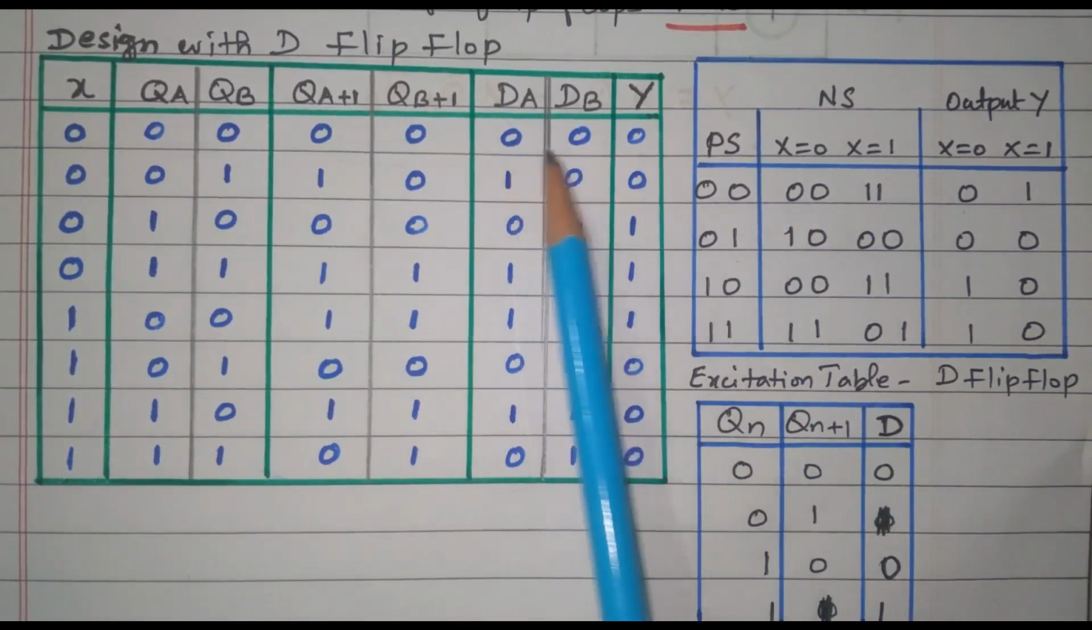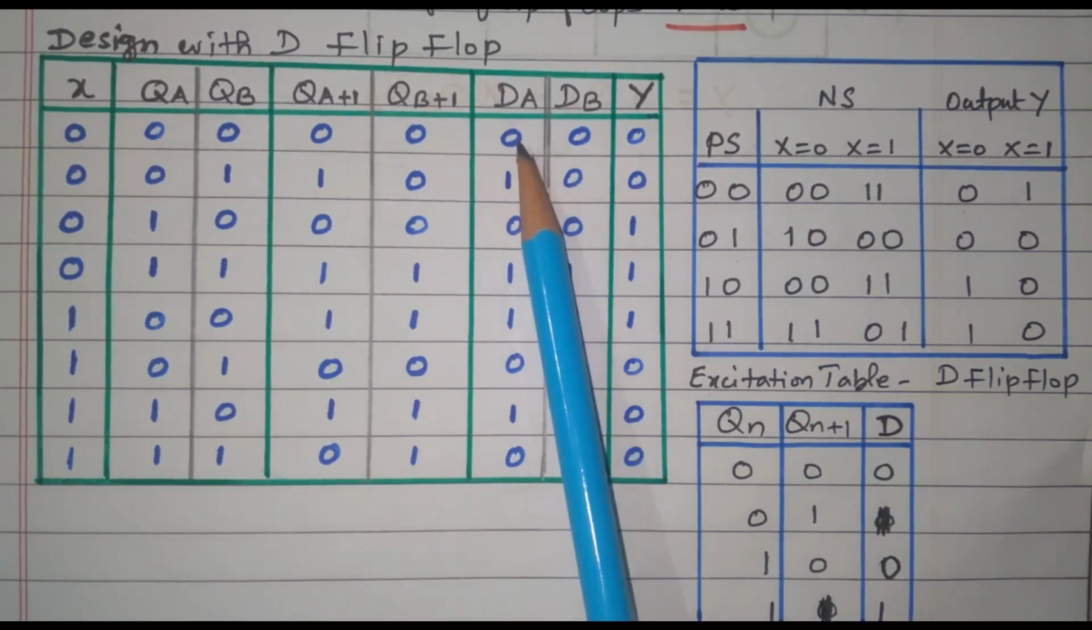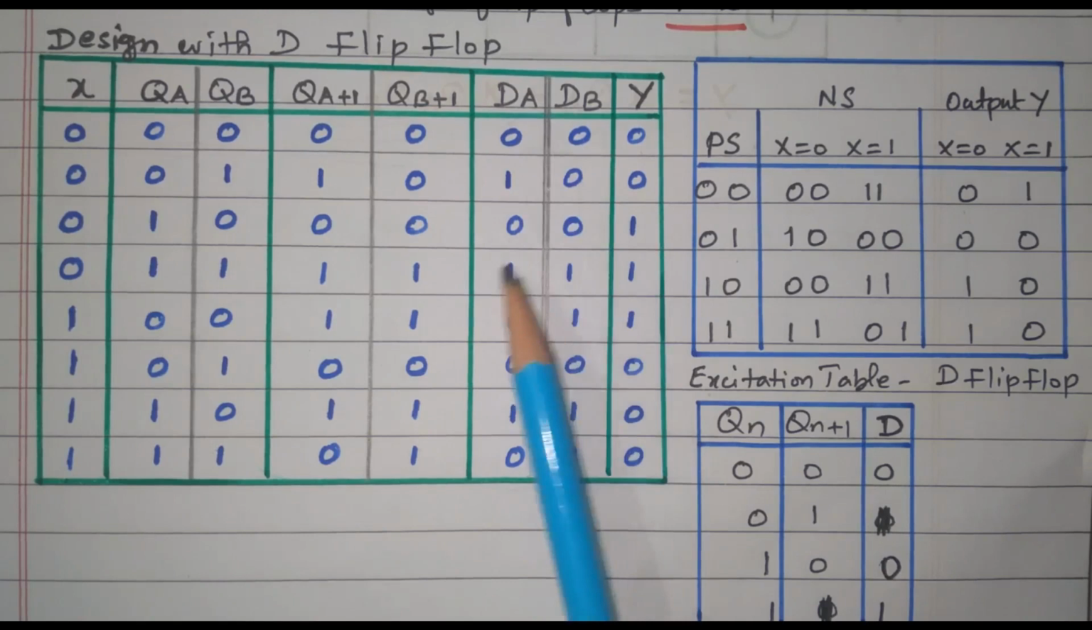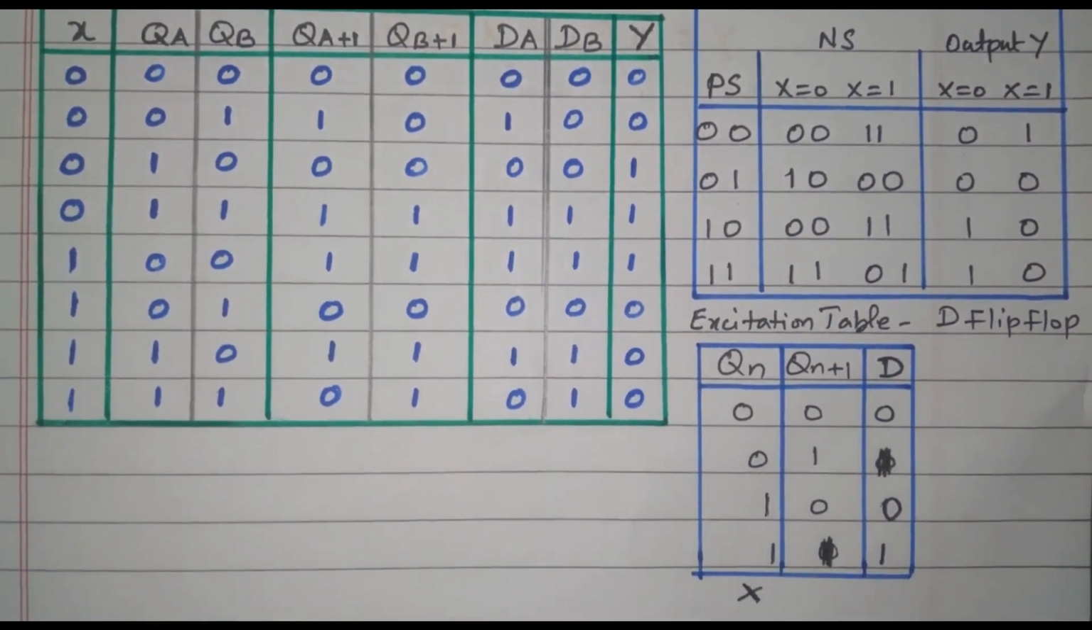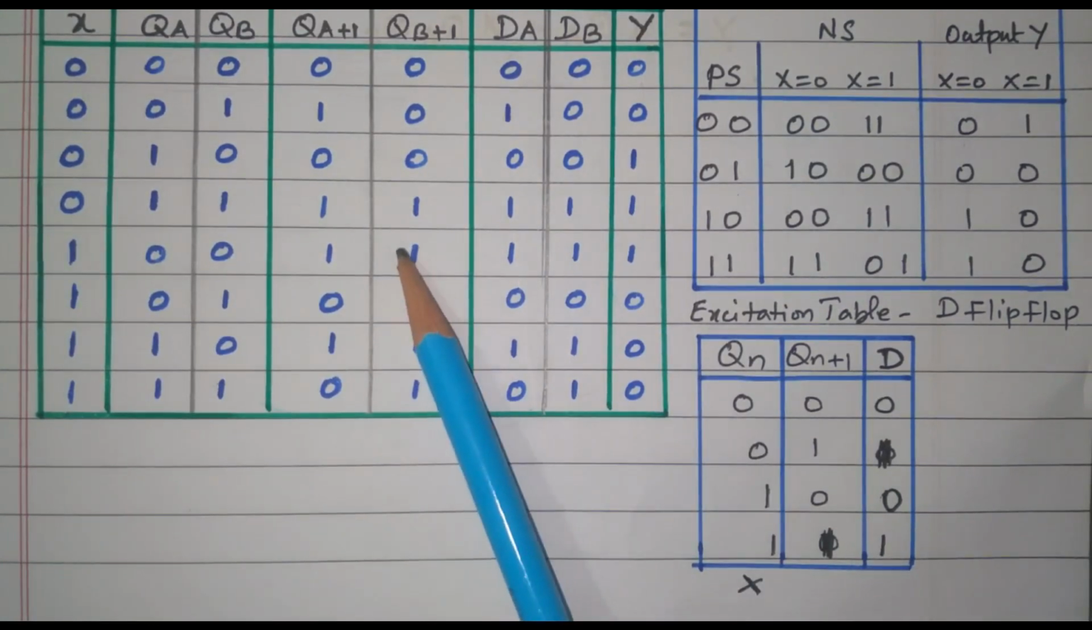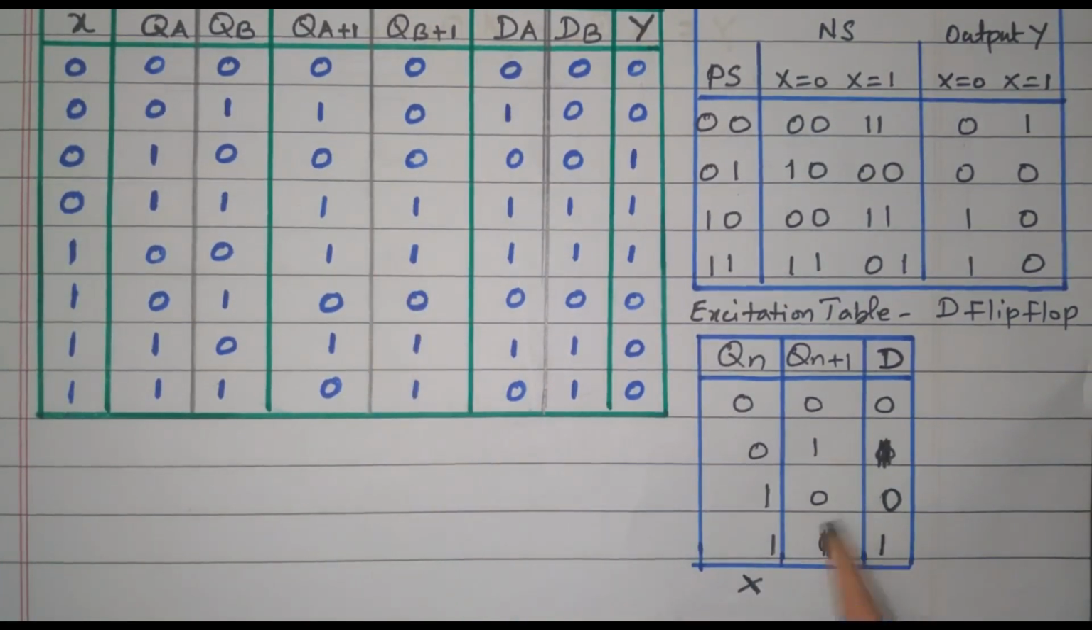Why do I need to identify what is the input to the flip flop A as well as B? How to identify? For that, one more excitation table is available for the D flip flop. This is the excitation table for the sequential circuit, right. What is the excitation table? Excitation table means from the current state and next state we can decide what is the input required to the D flip flop. It is the reverse of the truth table. Truth table, from input we can identify the output. Here from the output we are identifying the input.